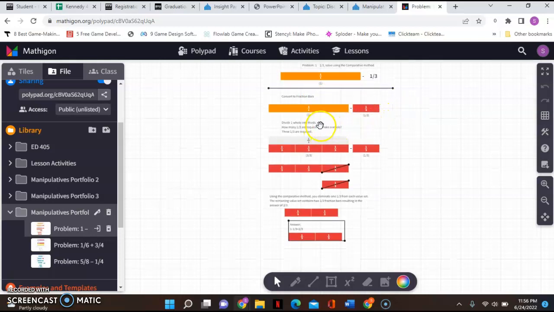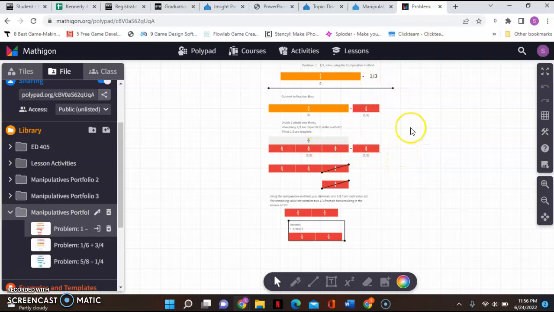And so first we had to divide one whole into thirds. And so how many 1/3s are required to make a whole? There are 3 1/3s that are required to make one whole. And so I changed the color to represent the conversion of one whole into 1/3s. So we have 3 1/3s minus 1/3.